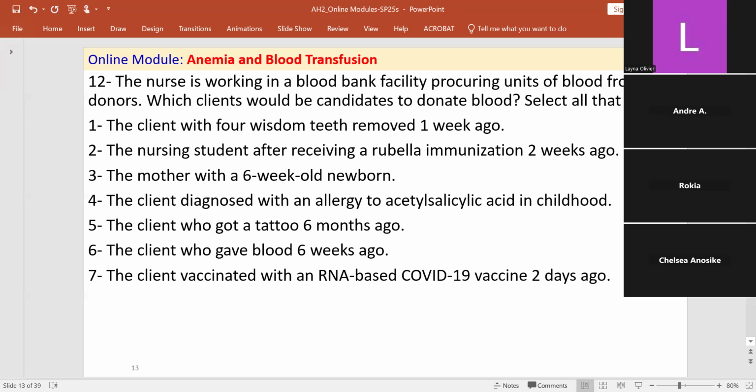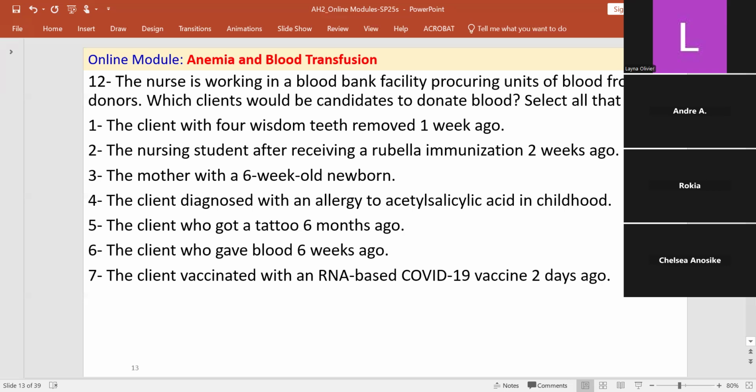This is an RNA-based vaccine. But for those who receive a live attenuated COVID-19 vaccine, they will wait 2 weeks. You should know the difference between the RNA-based and the attenuated one.